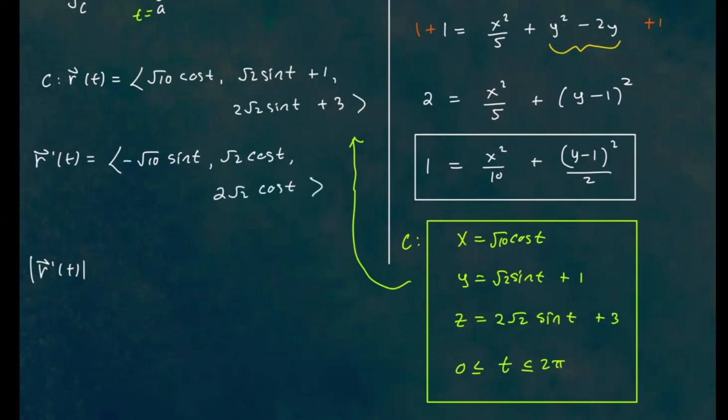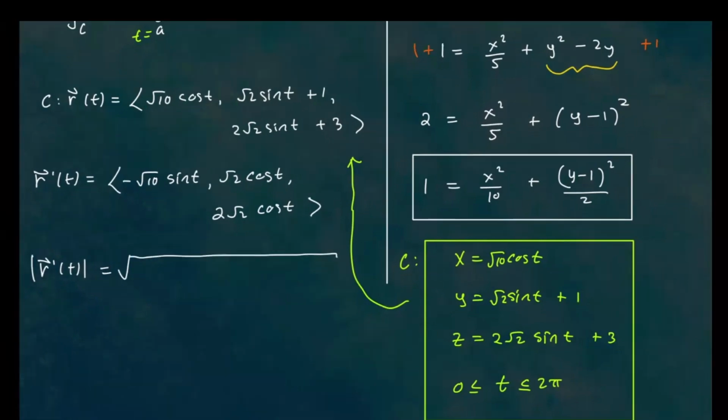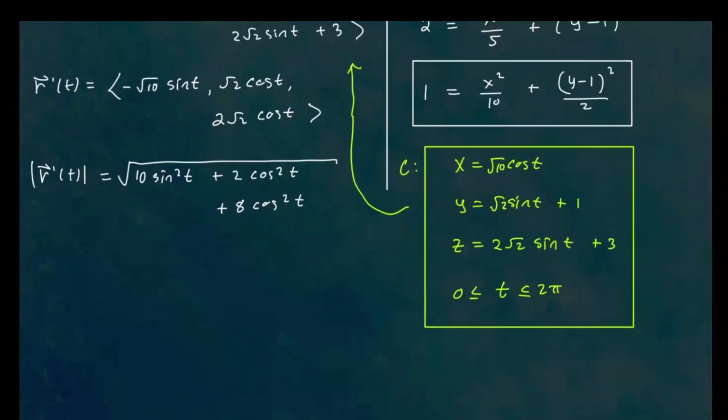All right. And now we find its magnitude. So that is going to be the square root of the sum of each component squared. So we have 10 sine square of t, then the next component squared, that's going to be plus 2 cosine square of t. And the last component squared, so 2 squared is 4, square root of 2 squared is 2, so that's 8 cosine square of t. All of that is under the square root, and combine like terms.